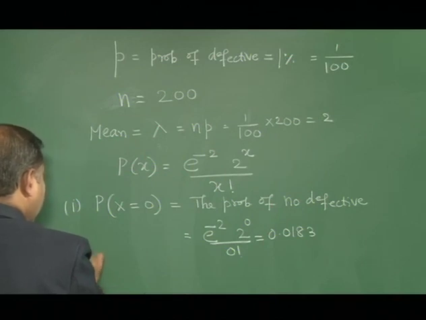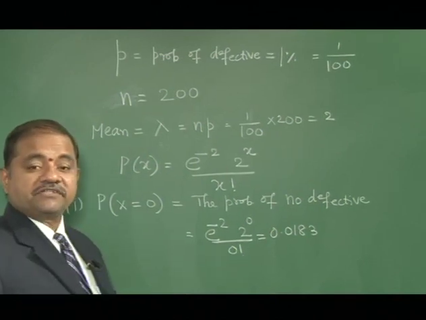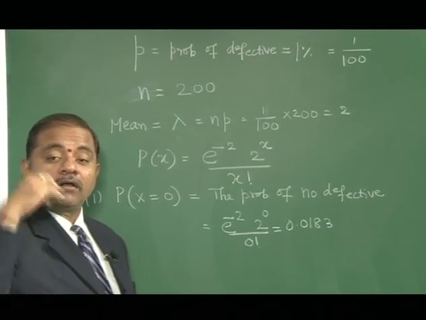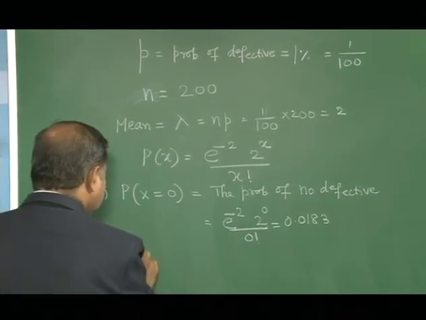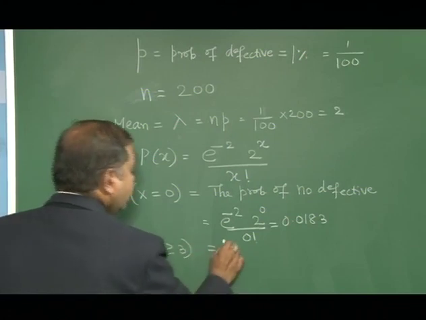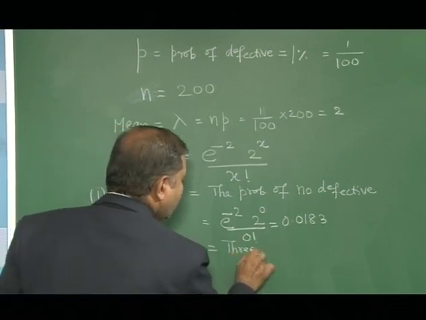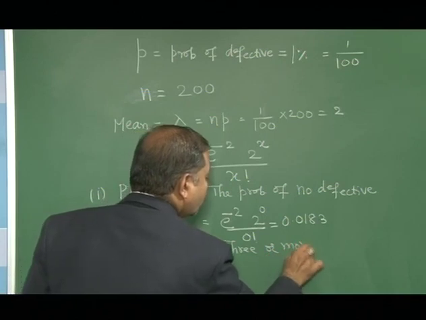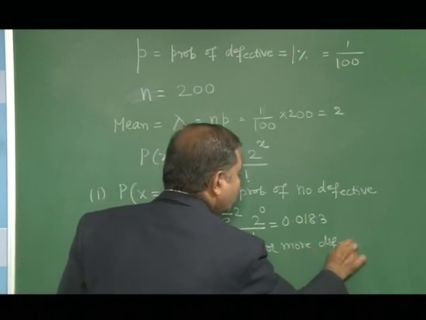What is the second question they have asked? Second question, 3 or more defective. P of x greater than or equal to 3. That means the probability of 3 or more defective.